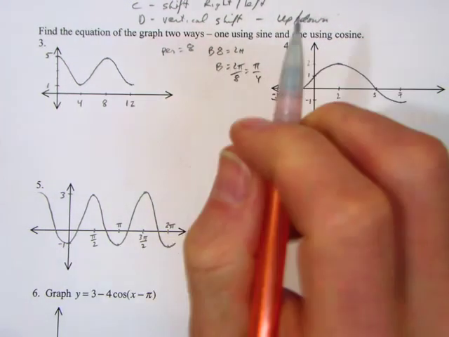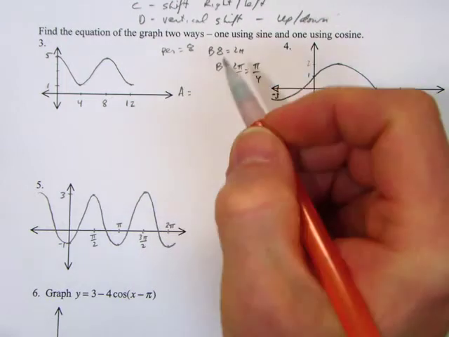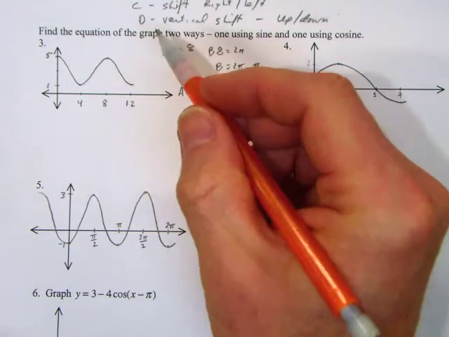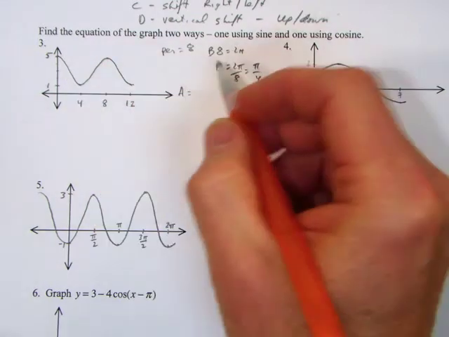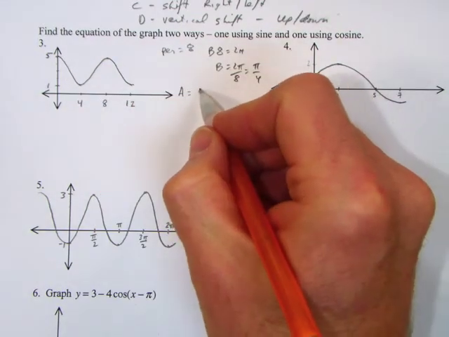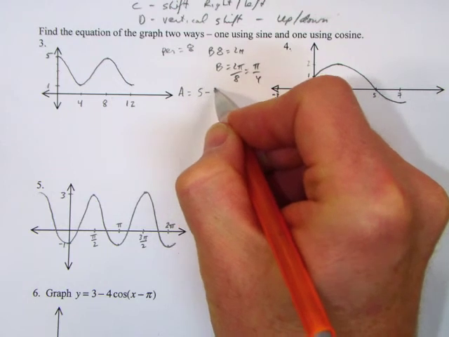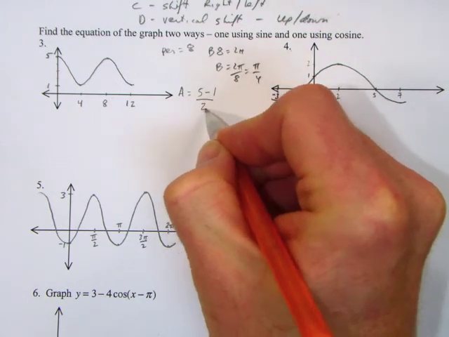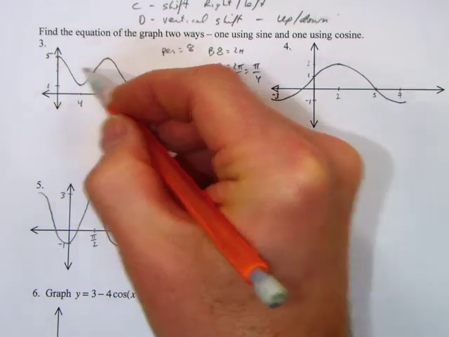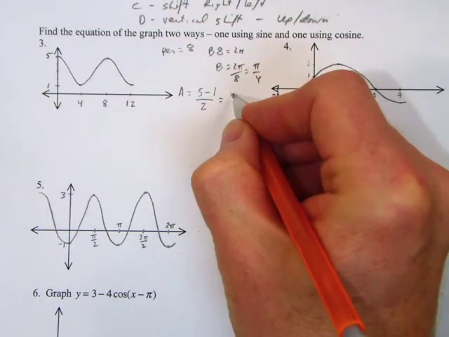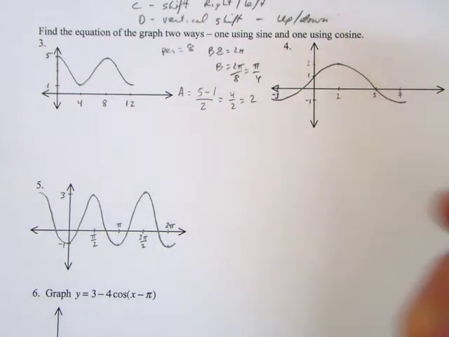C, well, we're going to deal with that last. A is going to be the distance between the middle and the top, or the middle and the bottom. In other words, that's going to be 5 minus 1 divided by 2, because we're going to take that distance, 5 minus 1, and cut it in half. So that gives us 4 over 2, or 2.